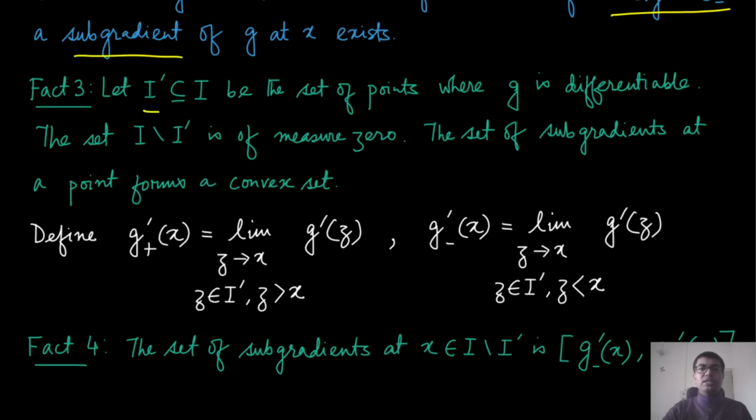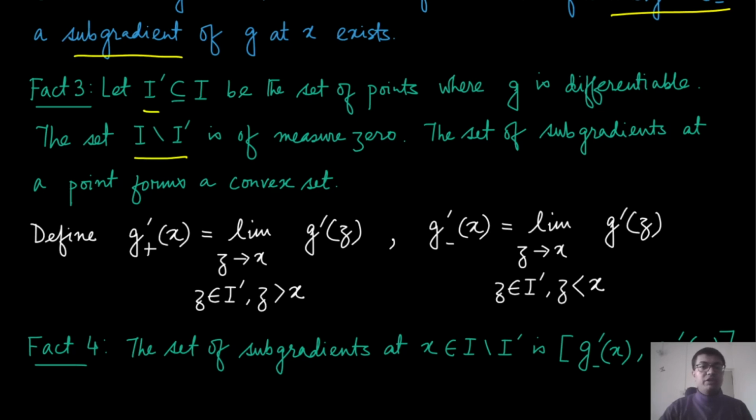Note that we know that the set of points where it is not differentiable has measure 0. Then this fact is saying that the set of subgradients at a point forms a convex set. So we saw the cases where the gradient does not exist, that is, the function is not differentiable. The subgradients can be non-unique. There can be many subgradients. But if you collect together all the subgradients, they will again form a convex set.